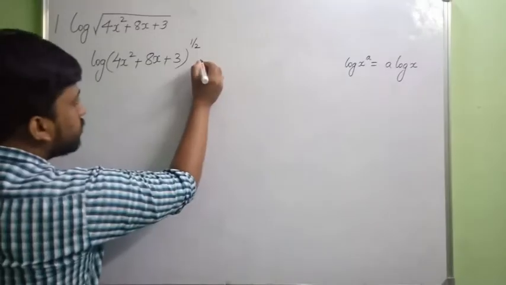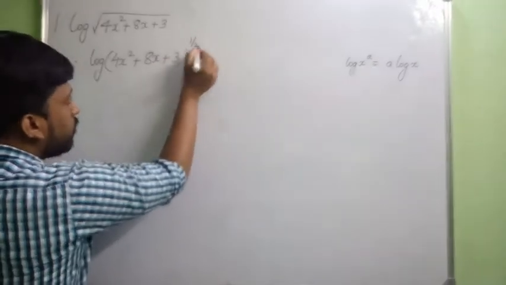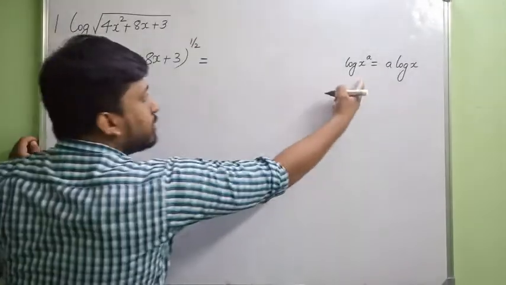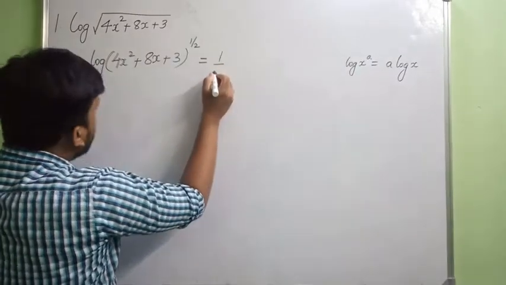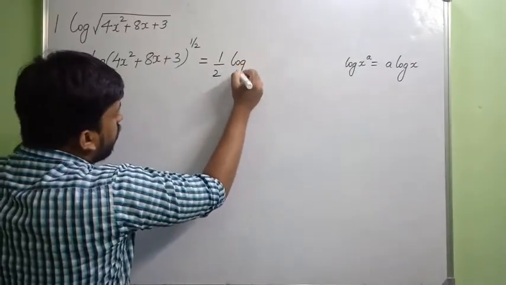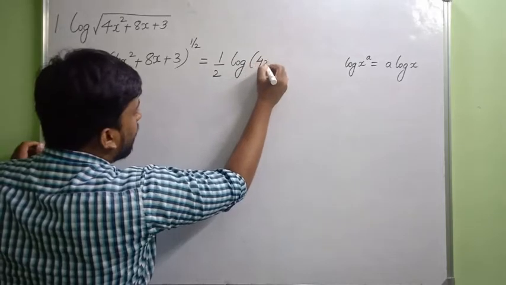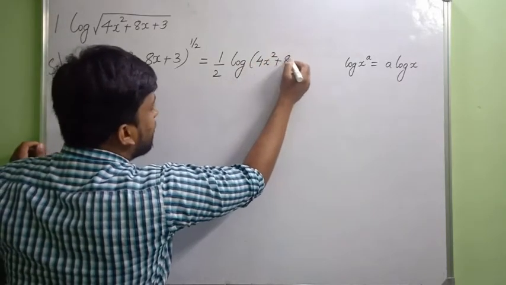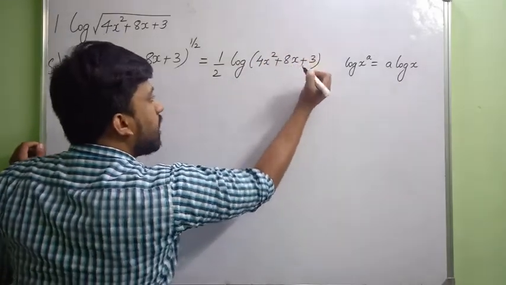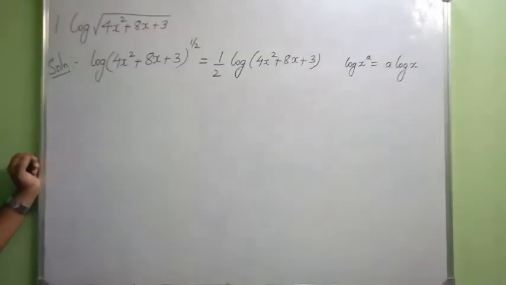What's going to happen? This 1 by 2 will be coming here because I am applying this rule. So what happens? 1 by 2 into log of 4x² + 8x + 3. I hope everyone understood. Yes.